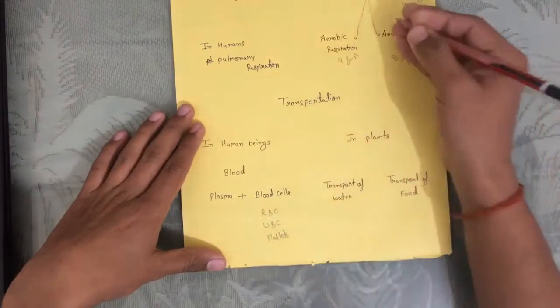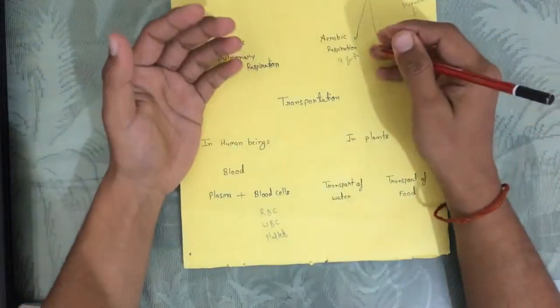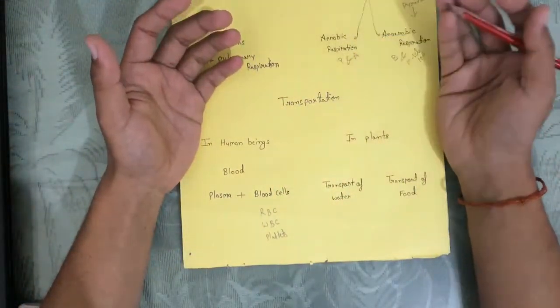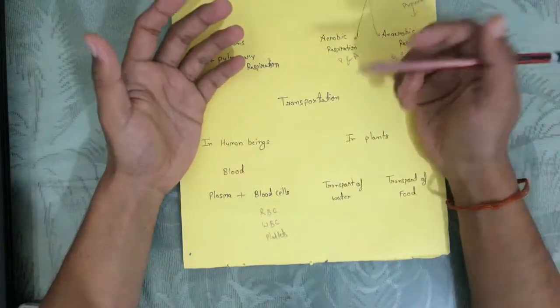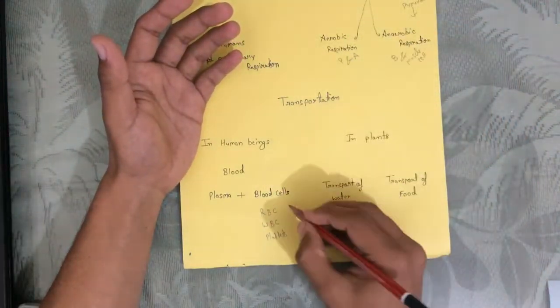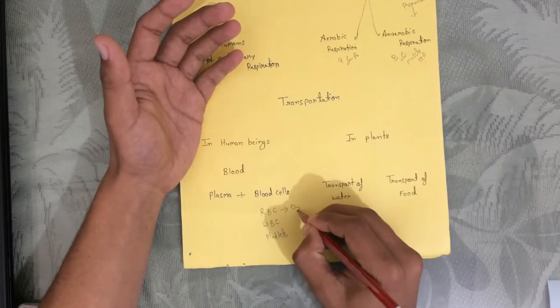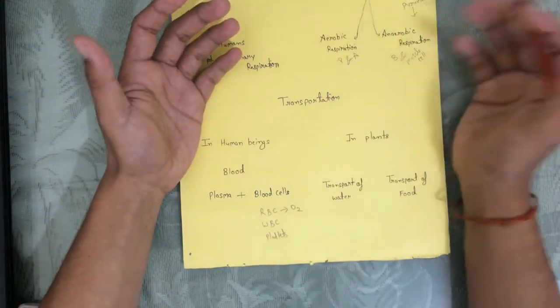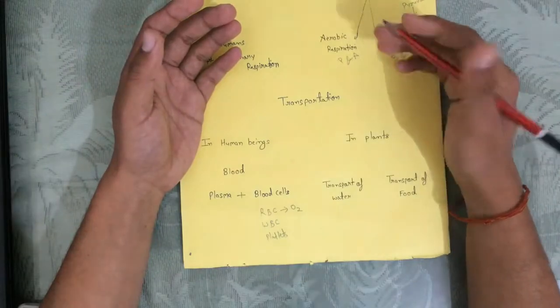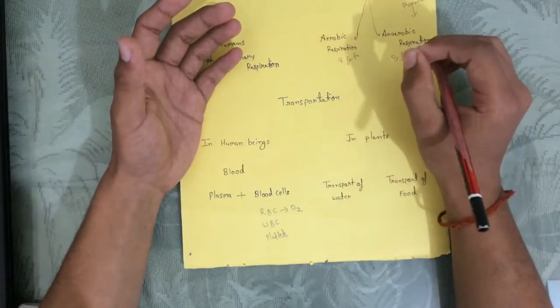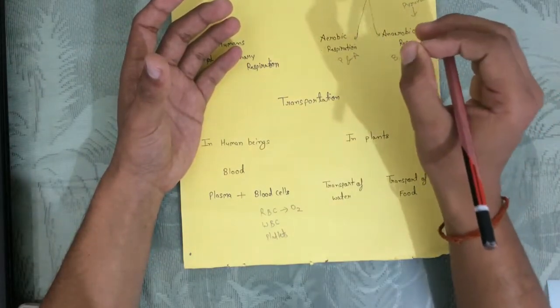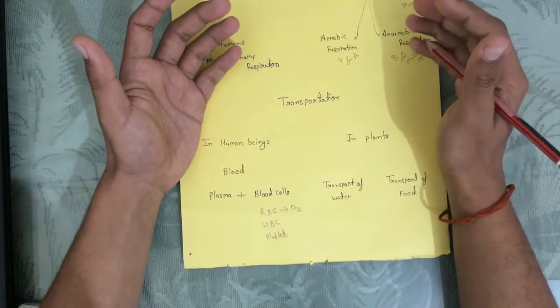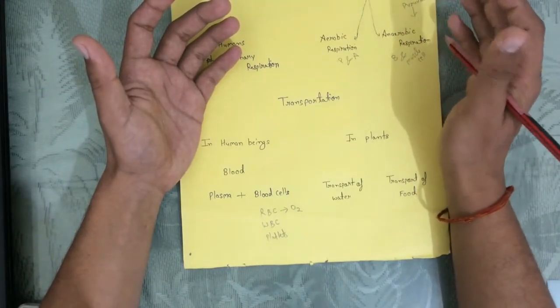RBC we already know, we also call them erythrocytes, and WBC we call leukocytes, and platelets we call thrombocytes. RBC is the one which is responsible for carrying oxygen. It has a pigment called hemoglobin which actually carries oxygen. This is a very important question: you should know that the oxygen carrying capacity of RBC is because of hemoglobin, the pigment present in it.